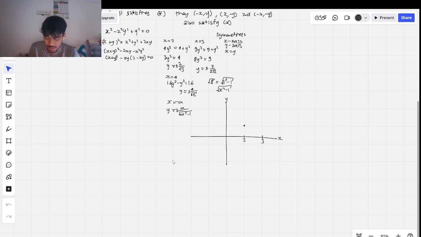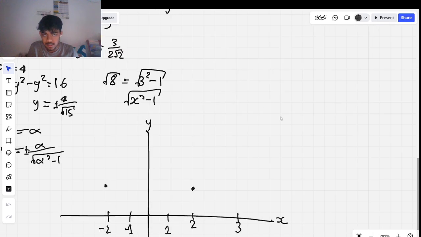And also, if I know that this is true, then this also must be true, which means that this also must be true, and this also must be true. And I think it would be very interesting to see what happens between minus 1 and 1. So I'll be doing that.